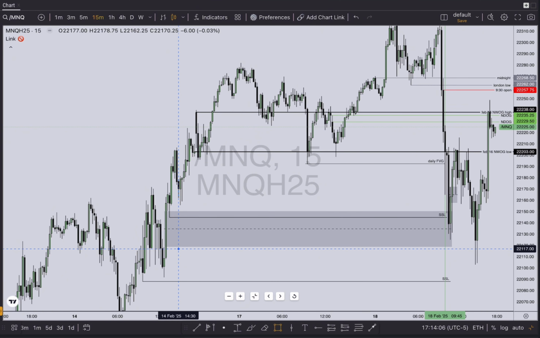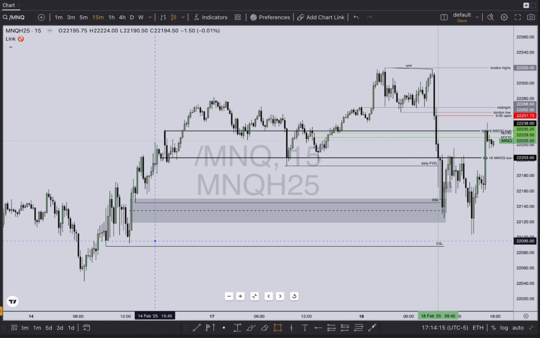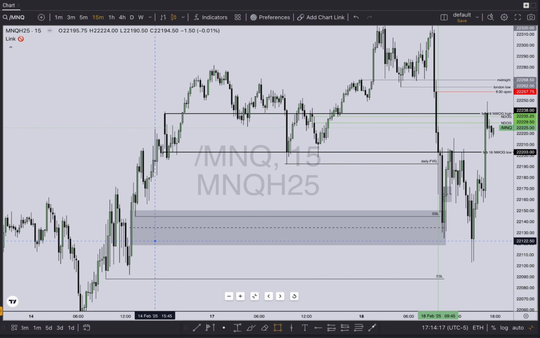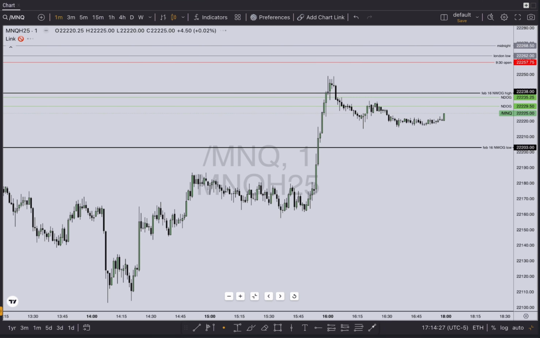So you have multiple pools of liquidity, right? This is the first one, second one with this inefficiency, third one, and then you have this, and then you have on the higher time frame that 1 hour order block that I marked out, or the 4 hour order block. So you still have more targets lower, but the first one was met before our macro was even hit, right?